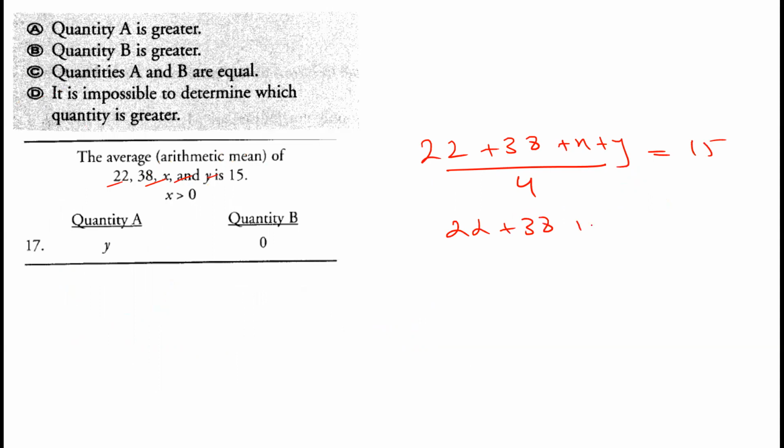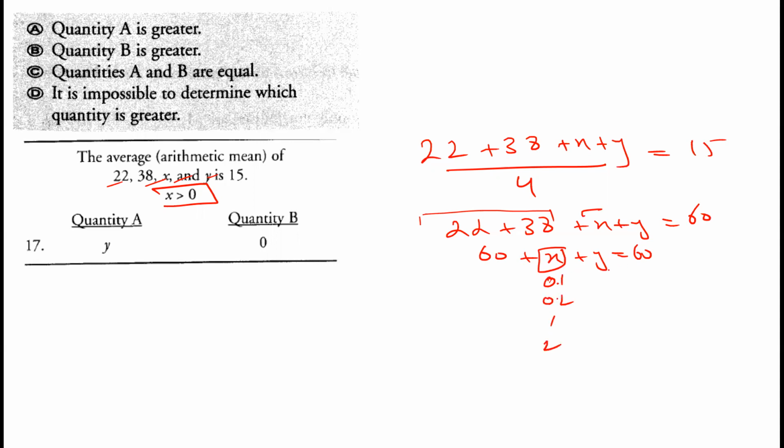The average of 22, 38, x, and y: so 22 plus 38 plus x plus y divided by 4, because we have 4 numbers, 1, 2, 3, and 4, equals 15. So 22 plus 38 plus x plus y should be equal to 60. Now this is the condition: x is more than 0. So 22 plus 38 is already 60. So 60 plus x plus y equals 60. So if x is a positive number, even if it is 0.1 or 0.2 or 1 or 2, then this expression will go above 60.